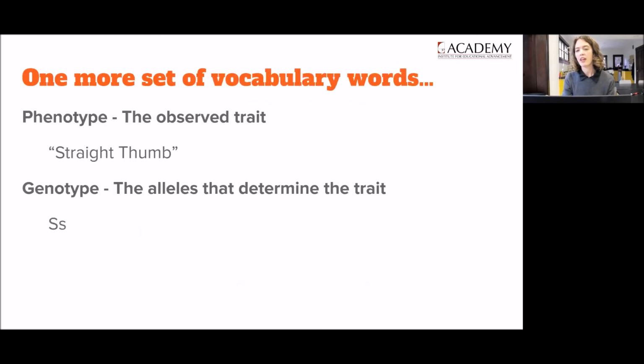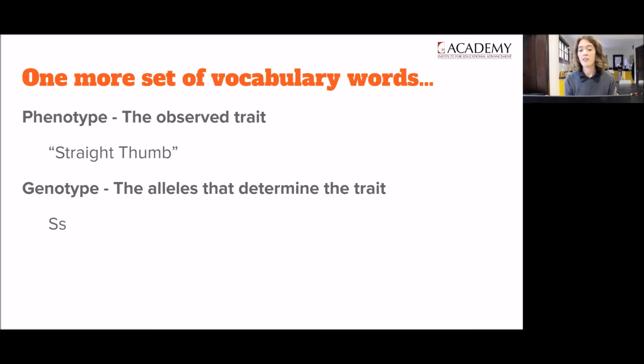Okay, one more set of vocabulary words that will actually make things a little bit easier is phenotype versus genotype. So genotype, I'll start with that one. That sounds like gene, so that one kind of gives you a clue as to what it means. The genotype is, instead of me saying, what alleles do I have, I could just say, what genotype do I have? That's the alleles that determine the trait. So maybe my genotype is heterozygous, big S, little s for thumbs.